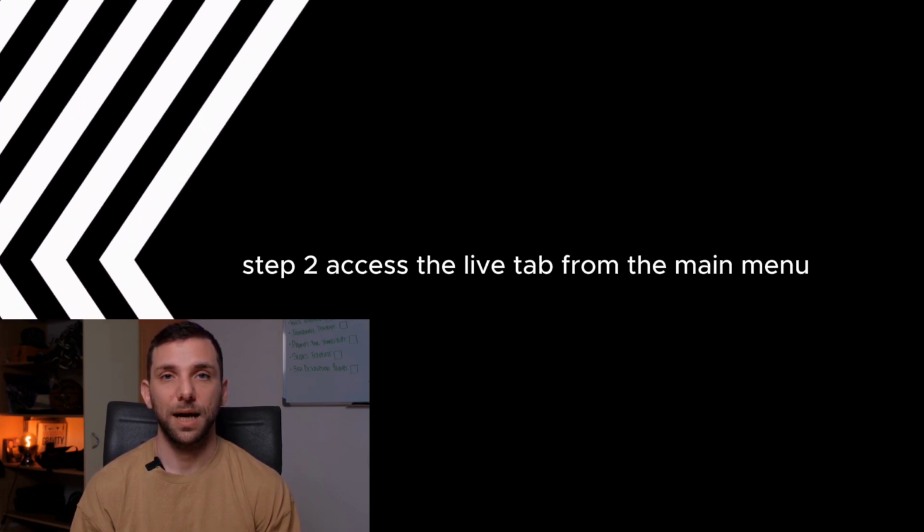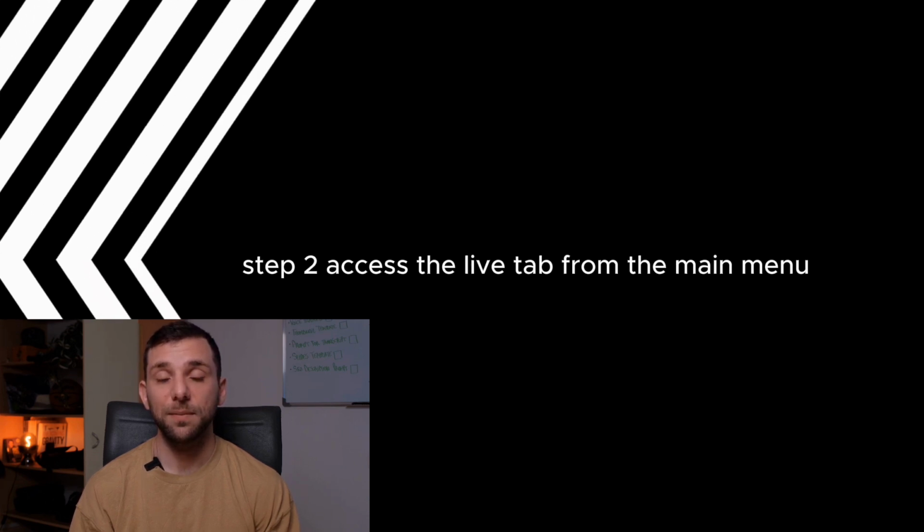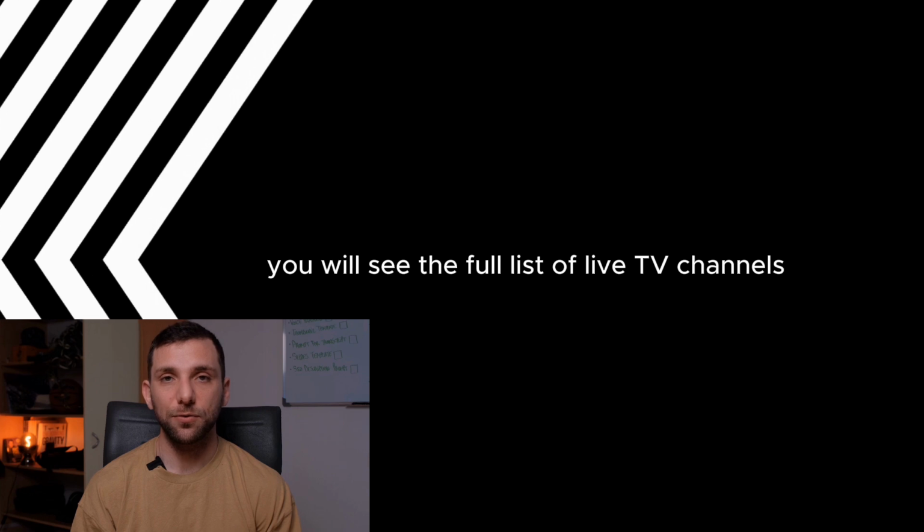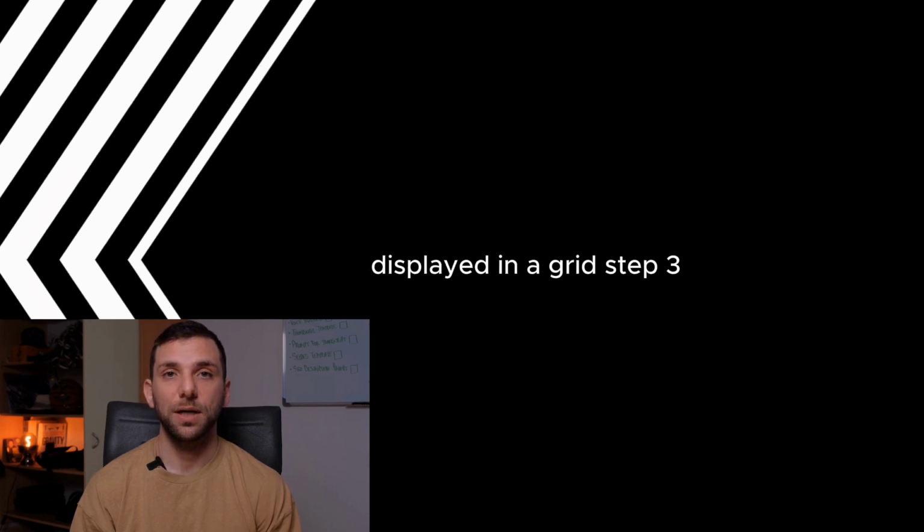Step 2. Access the Live tab. From the main menu, select the Live tab at the top of the screen. You will see the full list of live TV channels displayed in a grid.